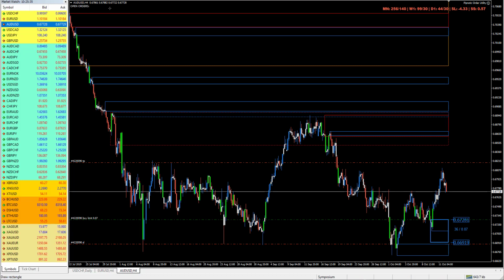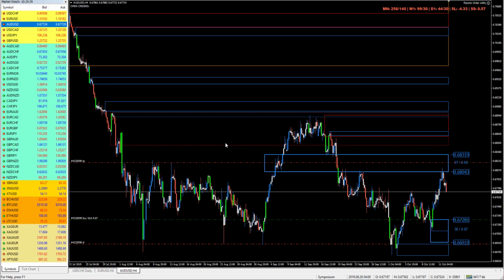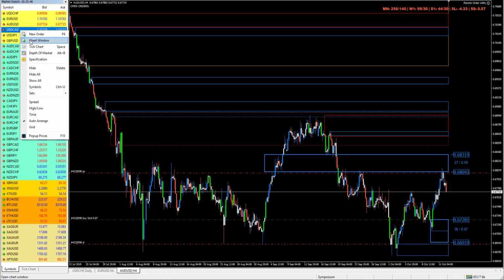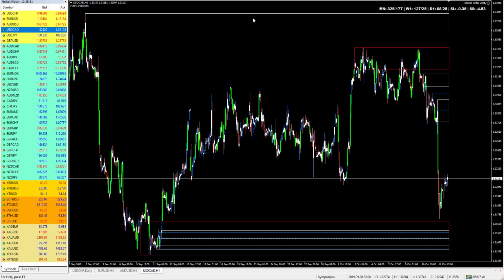And if we look here, we can see that we had some bounces at this level here. The area that took that out is here, so I'm going to move my target to about right here. Okay, right, dollar CAD. What's going on here?